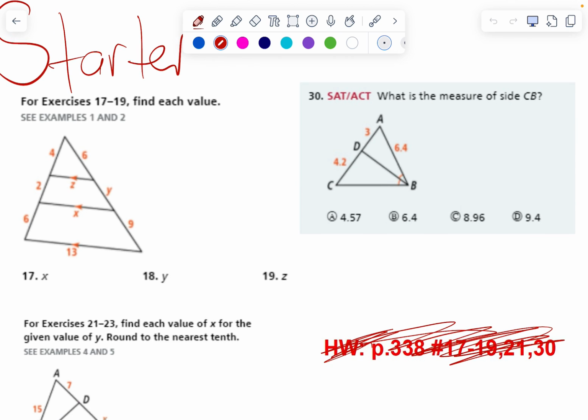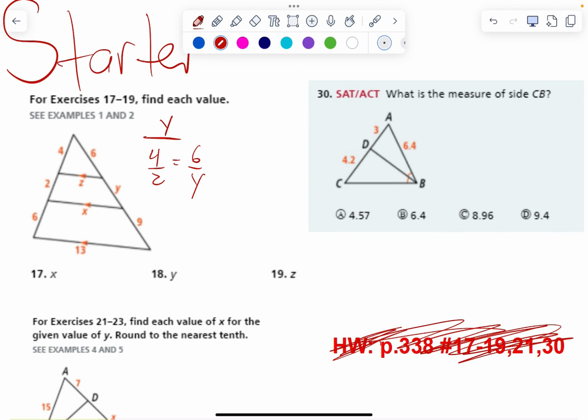Yeah, so the easiest way for y is just 4 to 2 equals 6 to y. Or some version of that, you could do 4 to 6 equals 2 to y as well. And again, that's because z is parallel to the base, and so it splits those two side lengths in a proportional way. So 4y equals 12, and y equals 3.